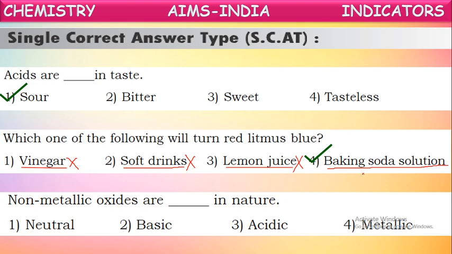Whereas non-metals on reaction with oxygen form non-metallic oxides. These non-metallic oxides on reaction with water, or on dissolving into water, form respective acids. So hence we can say metallic oxides are basic in nature, whereas non-metallic oxides are acidic in nature. So here, non-metallic oxides are acidic.